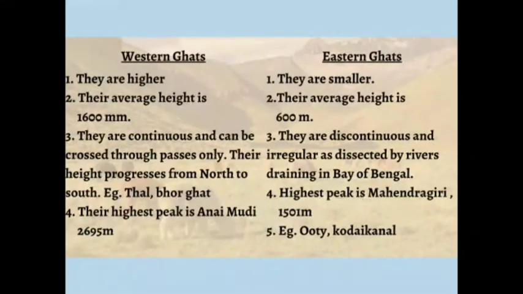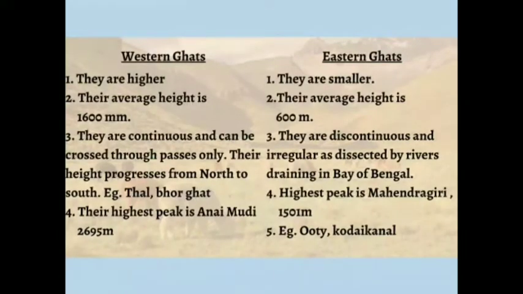Western Ghats are higher, meaning in height they are higher than Eastern Ghats. The average height of Western Ghats is 1600 meters, whereas Eastern Ghats are a little smaller. Their average height is 600 meters. Now, as I told you earlier, Western Ghats are continuous and can be crossed through passes only. Their height progresses from north to south. From north, meaning from Maharashtra, towards down towards Kerala, their height becomes higher and higher. Height increases.